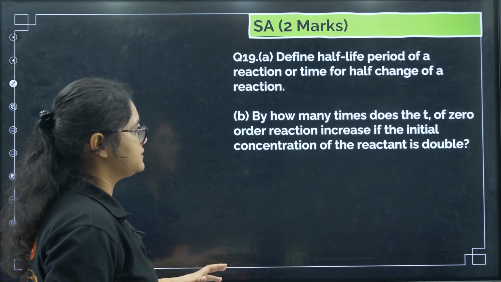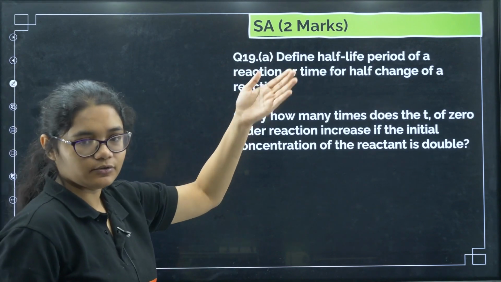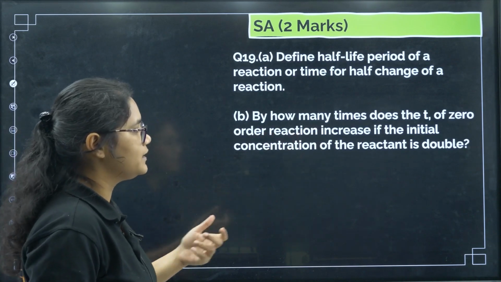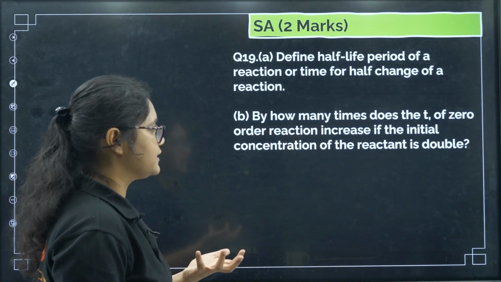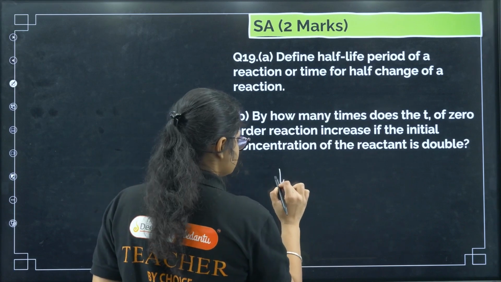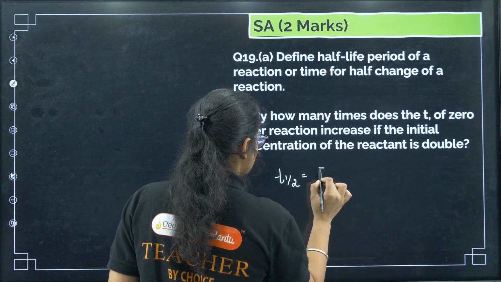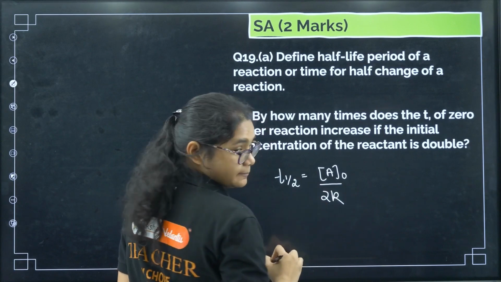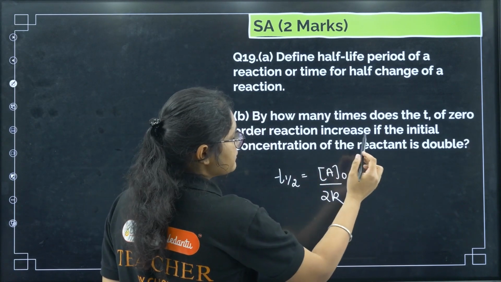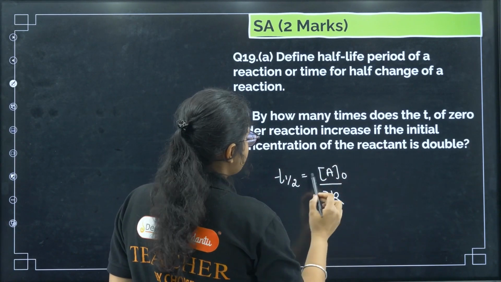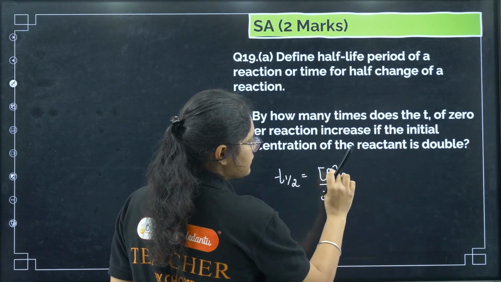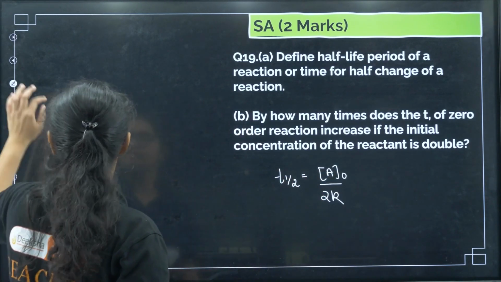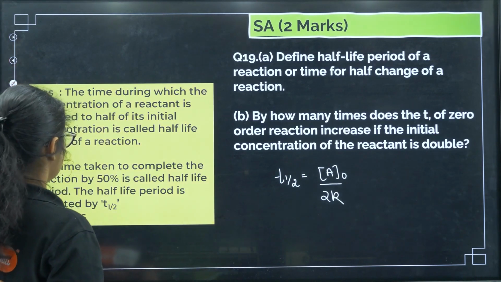Okay, this is also very simple. Half-life is the time taken to reduce to half of its initial concentration. Then what is this one? By how many times will the half-life of a 0th order reaction increase? We have solved that for a 0th order reaction, T half is equal to A naught by 2K. So in a 0th order reaction, if the initial concentration of the reactant is doubled, then T half will also double. So that is what we have here.